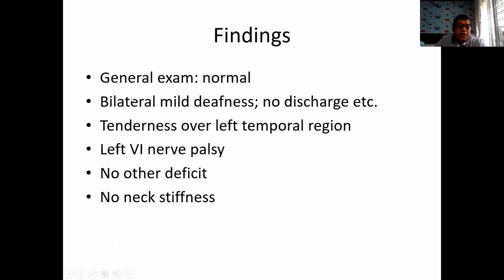So when he came to us, he had bilateral mild deafness, no discharge. There was tenderness over the left temporal bone. He had a left 6th nerve palsy. There was no other deficit and there was no neck stiffness. So this was what this patient had. He had 6th nerve palsy. He had some tenderness on the temporal bone and then the general examination was normal.